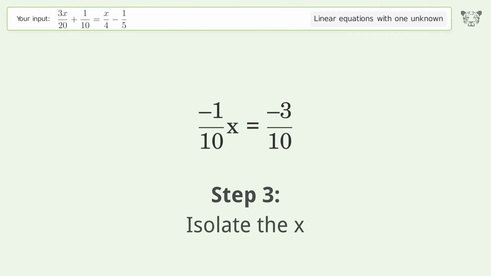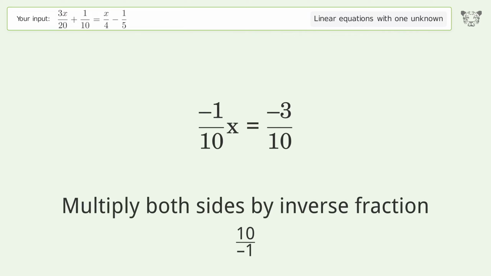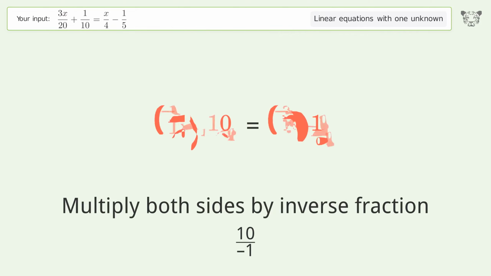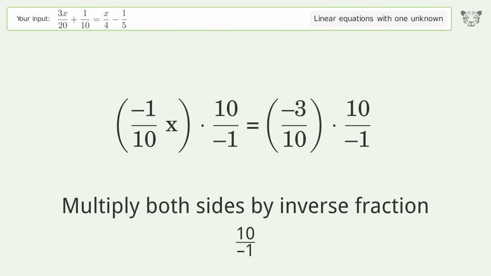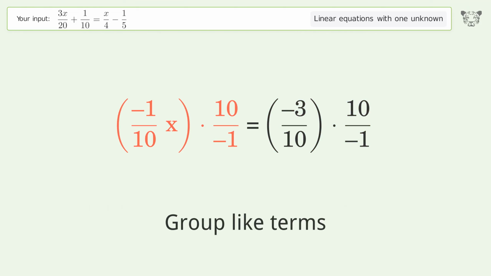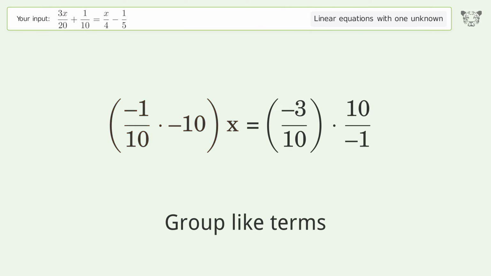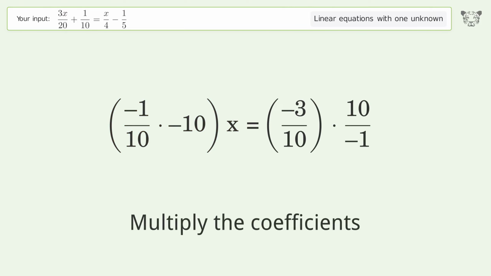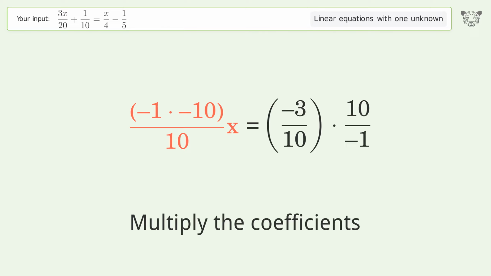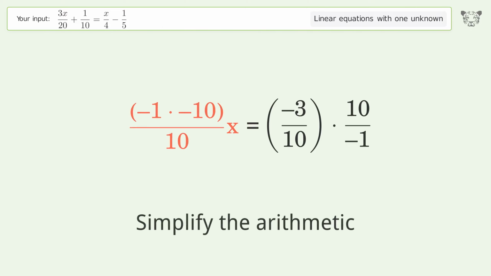Isolate the x. Multiply both sides by inverse fraction 10 over -1. Group like terms. Multiply the coefficients. Simplify the arithmetic.